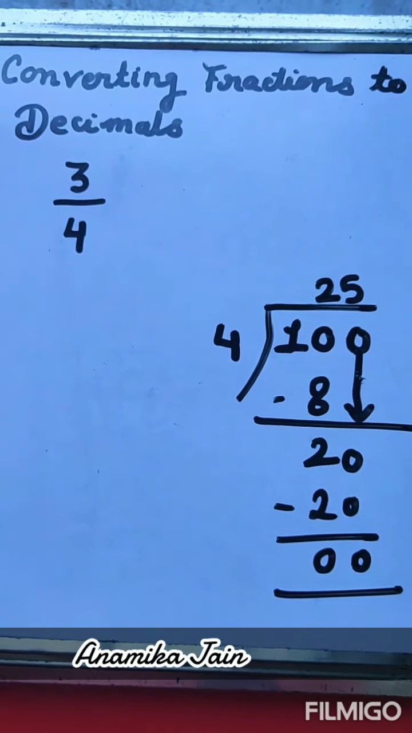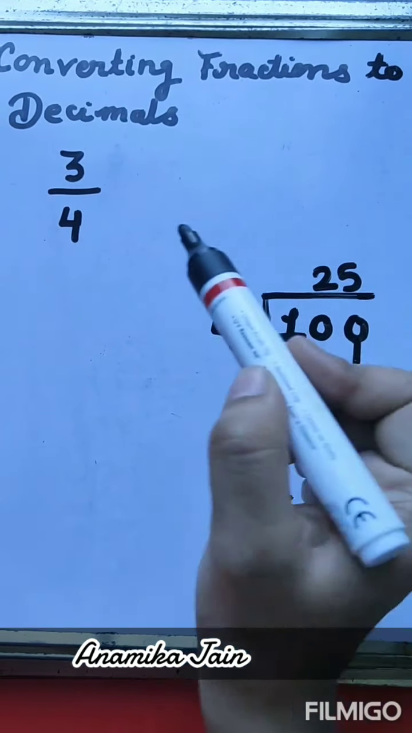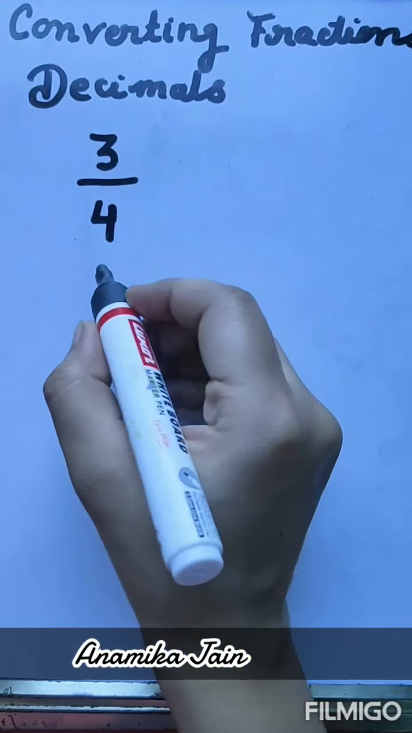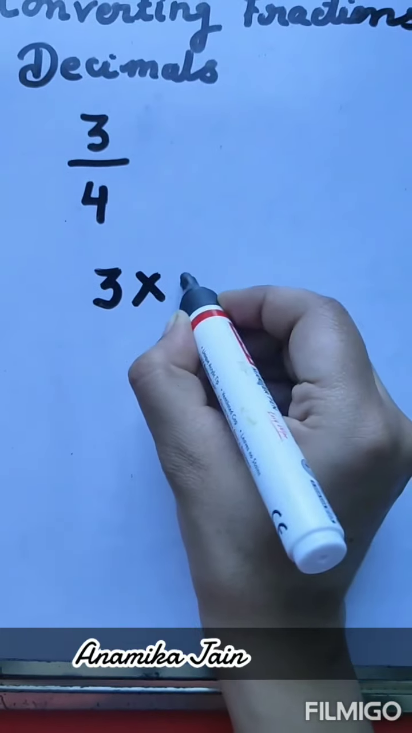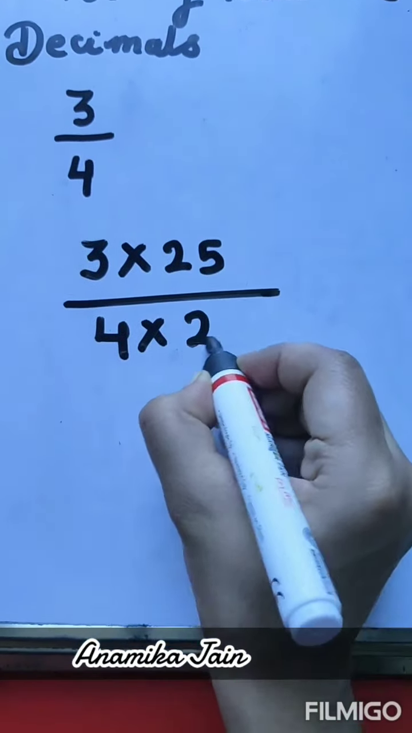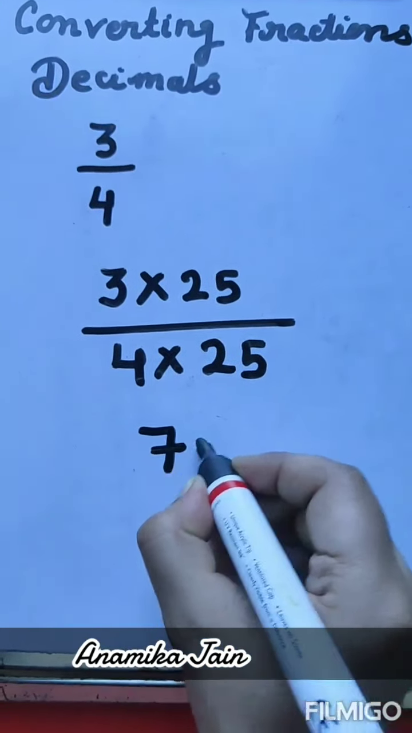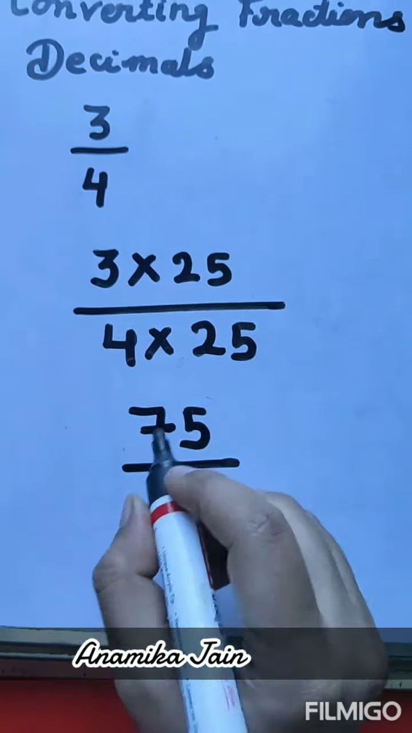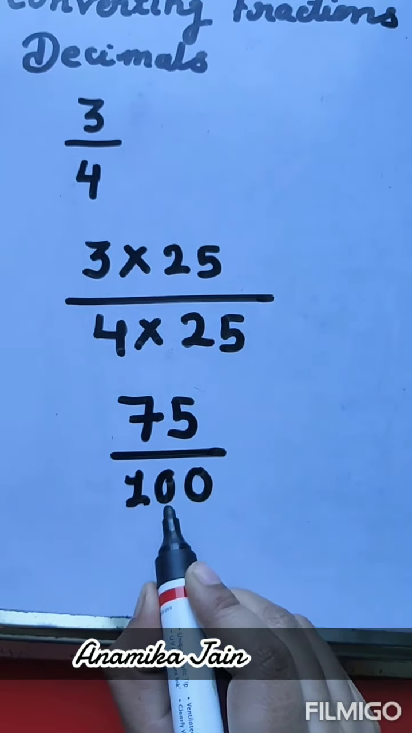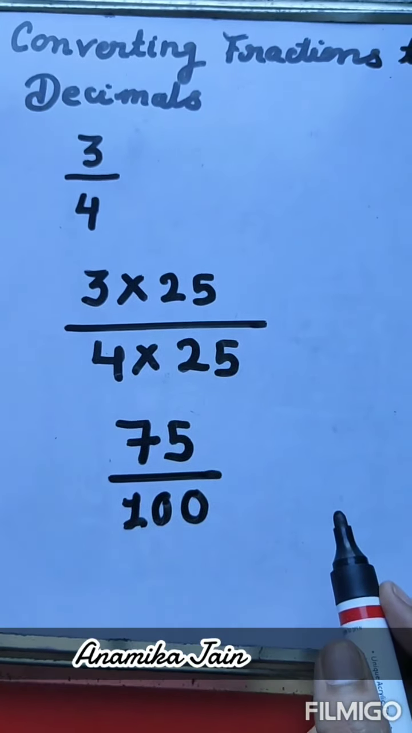So I have to multiply the numerator and denominator both with the number 25 so that I will get 100 in the denominator. So let us multiply 3 multiplied by 25 and 4 multiplied by 25. 3 multiplied by 25 is equal to 75 and 4 25 times is 100. Now the denominator is, yes, 100. Now we can easily convert it into decimal.